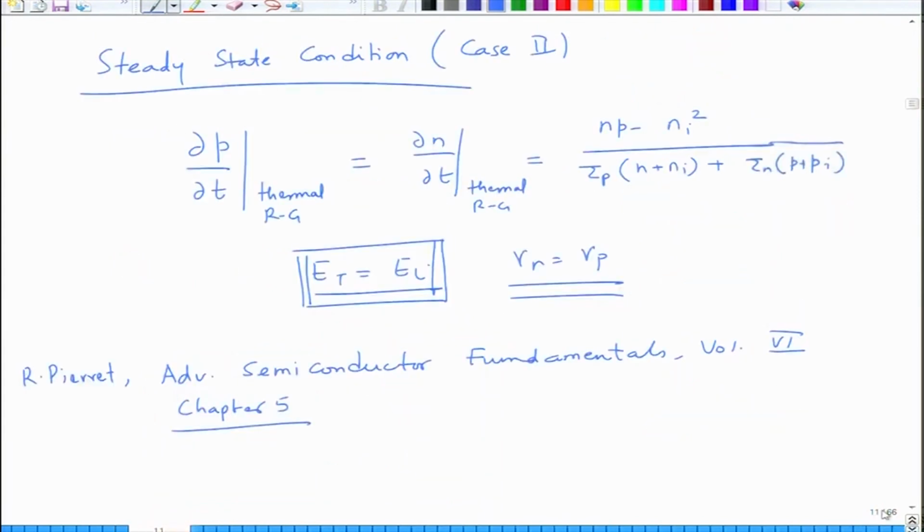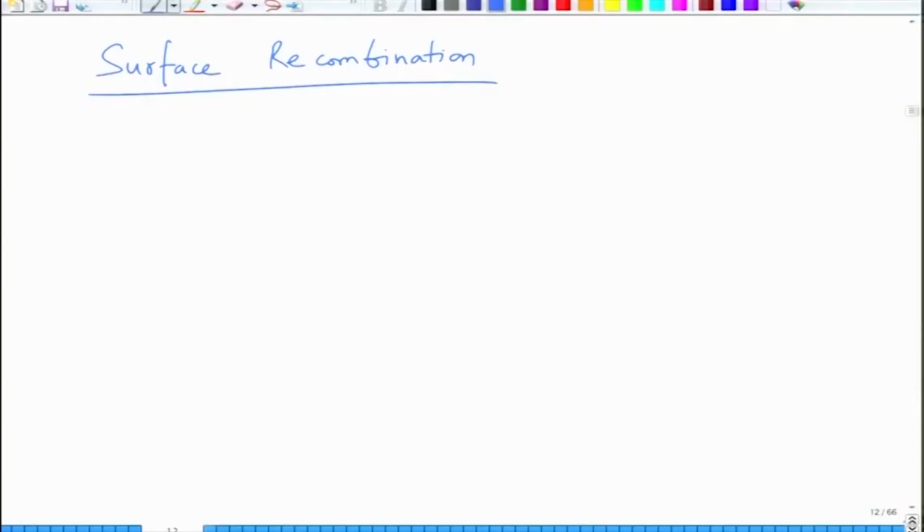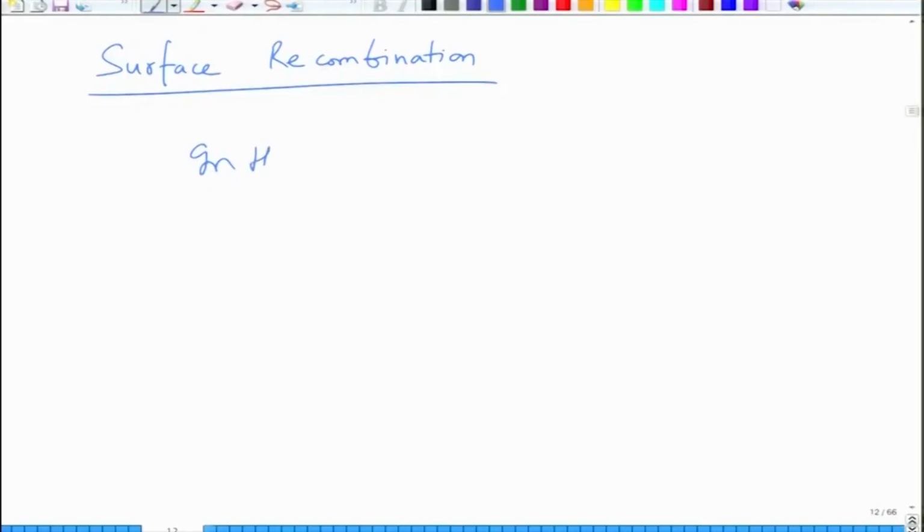So these are different conditions that prevail inside semiconductor devices. Now let us go to surface recombination. In surface recombination, the surface is important because every material has a surface. We are running out of time for this lecture, so we will take up the case of surface recombination in the next class.